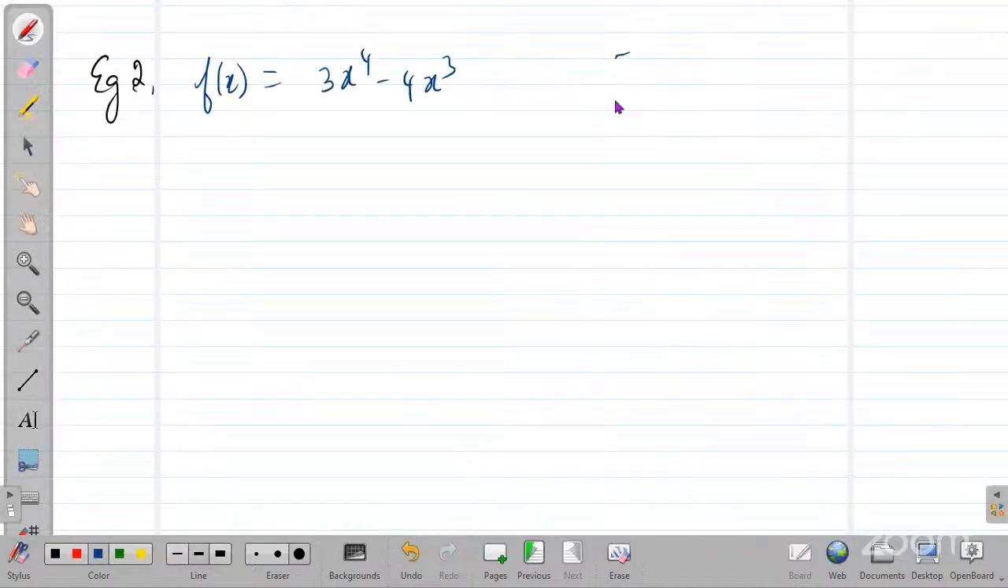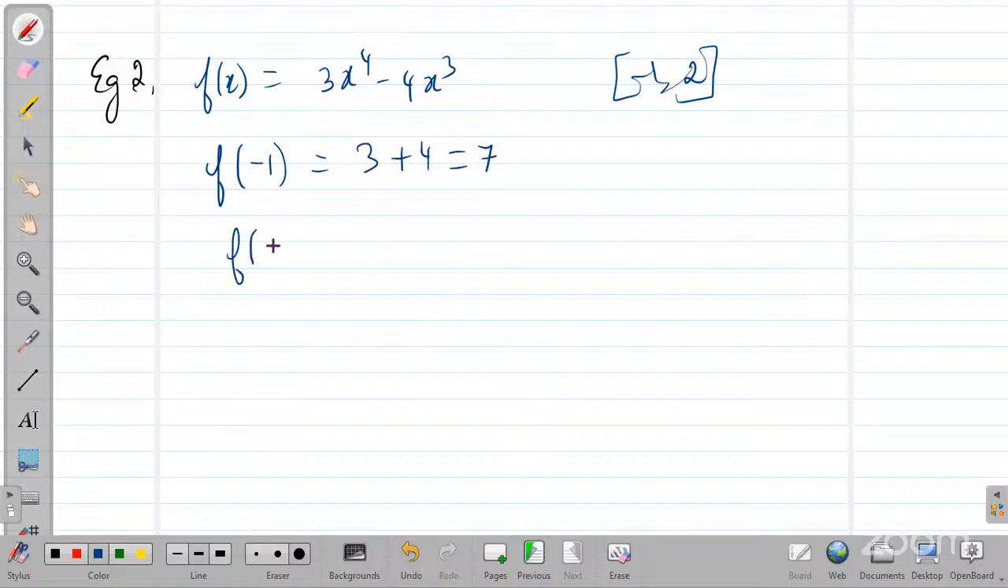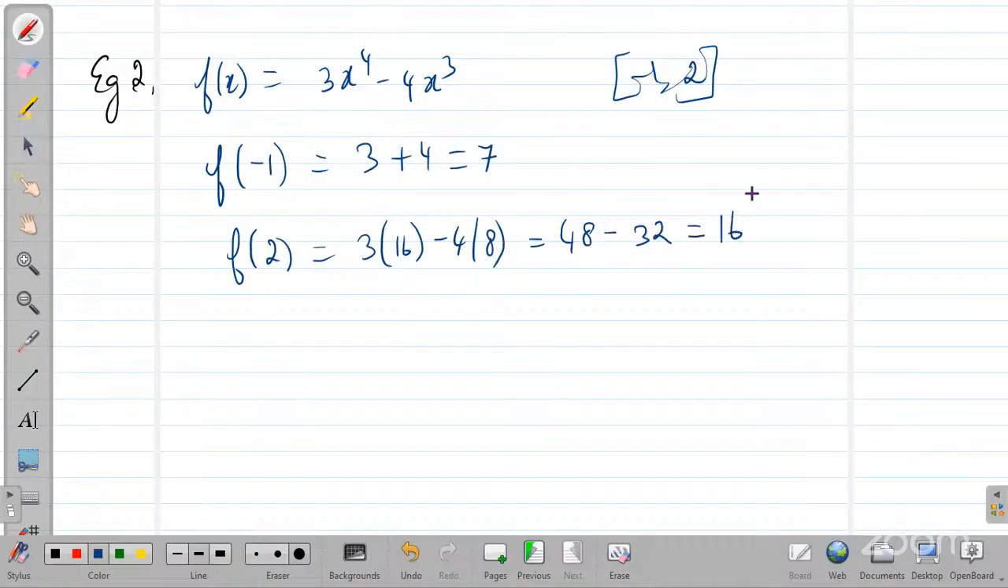So, on the interval -1 comma 2, this is the interval which is given to us. Now, f of -1 we will calculate. f of -1 will be 3 plus 4, which is equal to 7. f of 2 is equal to 3 times 16 minus 4 times 8. 48 minus 32 gives you 16.